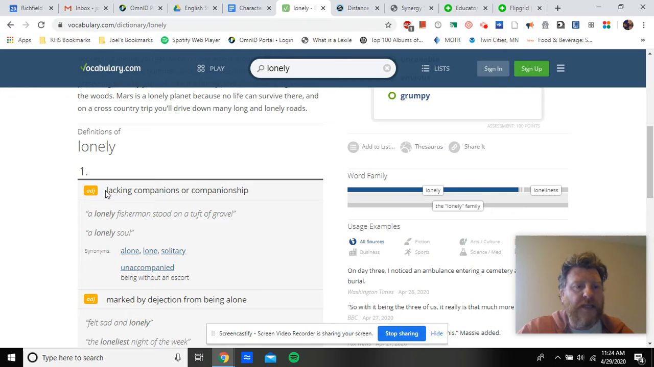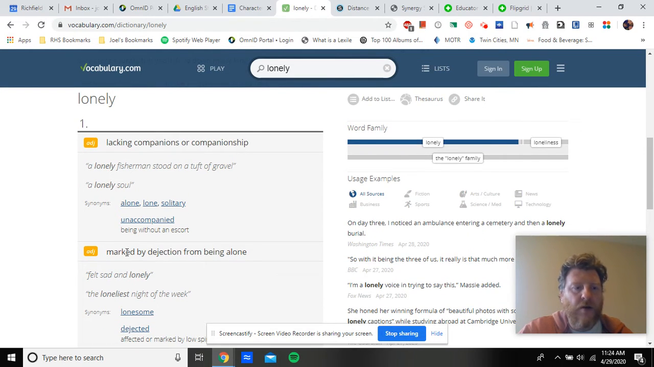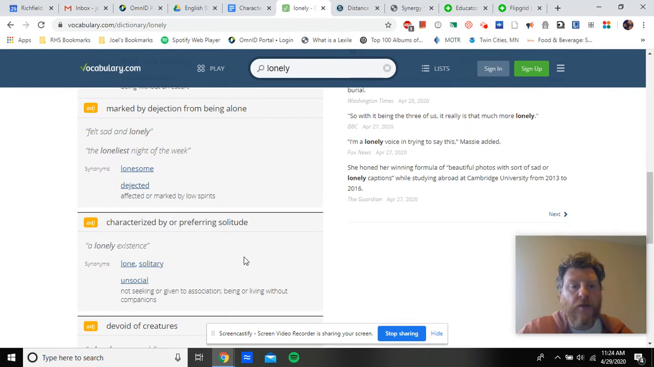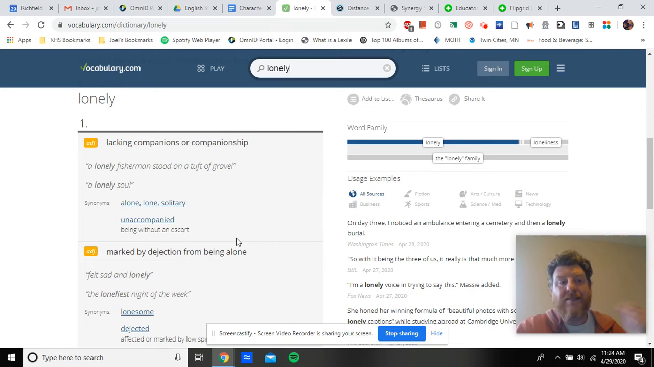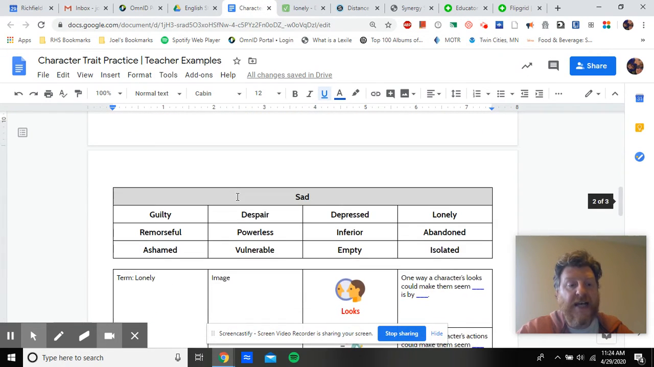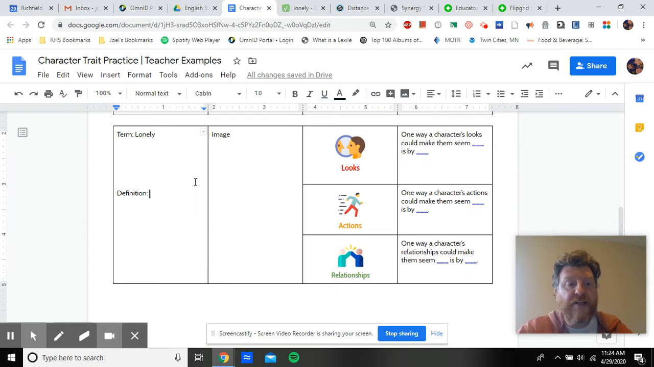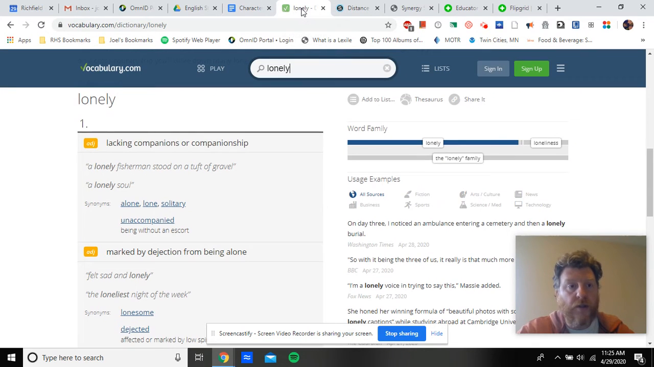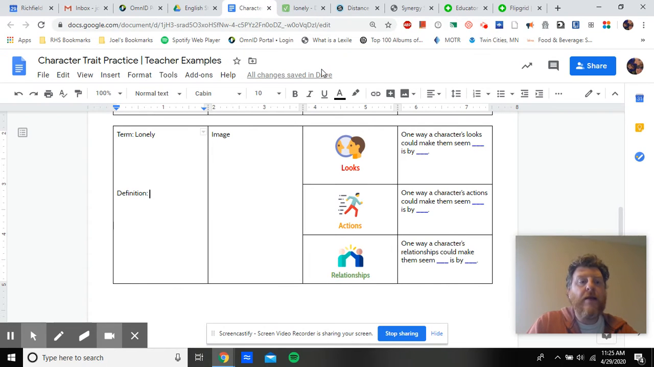When I look at the word lonely, it means lacking companions or companionship, right? Marked by dejection from being alone. So that's a lot of good information right there. I'm going to use those words to help me create a definition for the word lonely. So lonely means lacking companions, right? Not having a lot of friends.